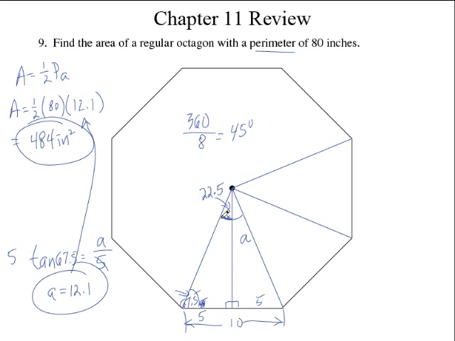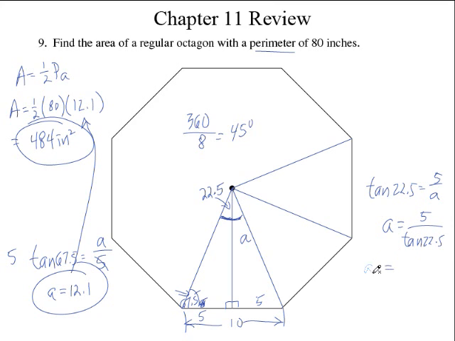Go through it again. The key part, I think, is to find that angle. How'd you find that angle? 360 divided by 8. Take half of it, because you just want to find this little bit right here, which is 22.5. You could just use this if you wanted to. You could have said opposite over adjacent here, and you could have gone tangent of 22.5 equals opposite 5 over adjacent. But then your math would be a little bit more difficult. It's A equals 5 divided by the tangent of 22.5.